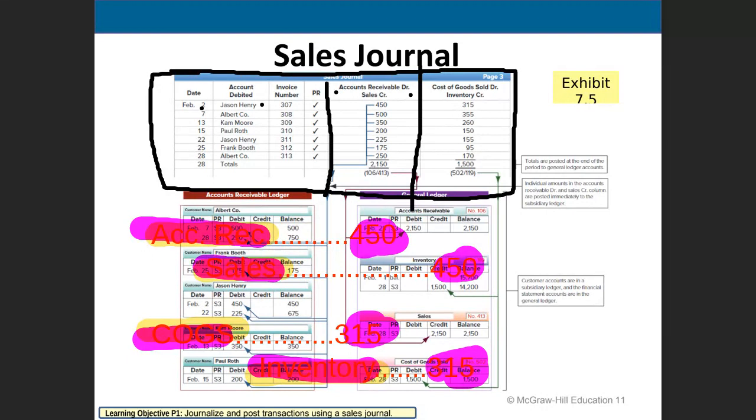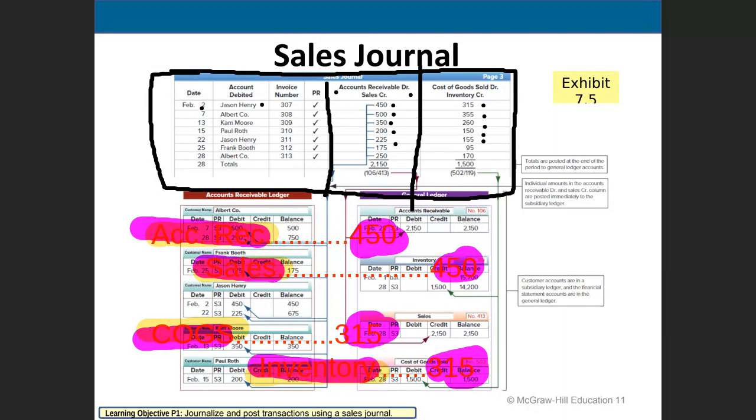Okay, if we have a software, we just click that we want to use this, and we just input two numbers, the sales number and the cost of goods sold number, and the computer will do the rest. Or if we have a manual special journal, we prepare a table, and we just write the numbers here.